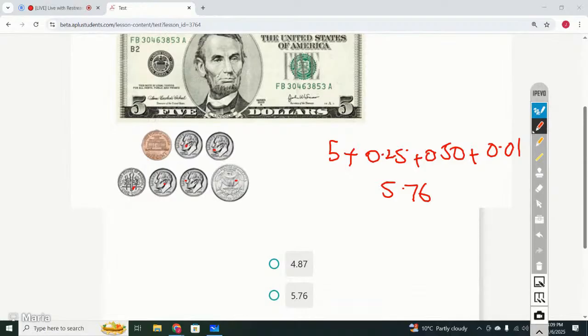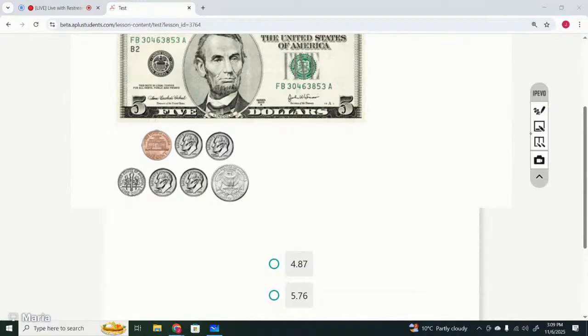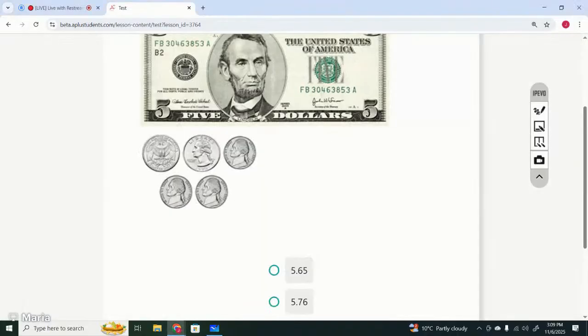Got it? The correct option is 5.76. Option number 2 is the correct option.